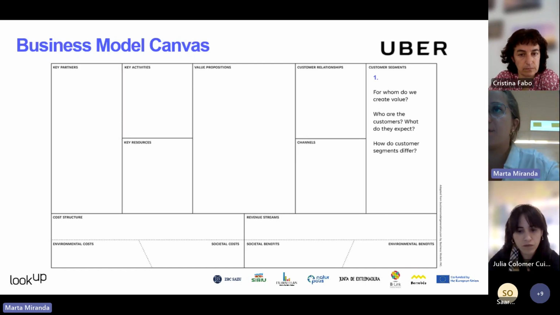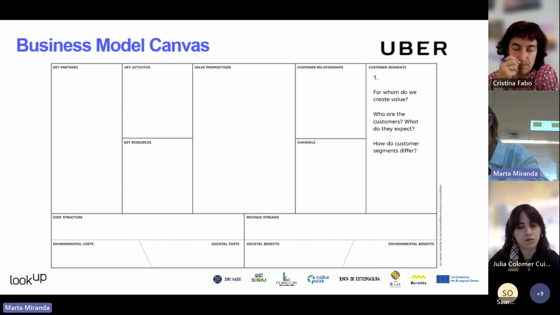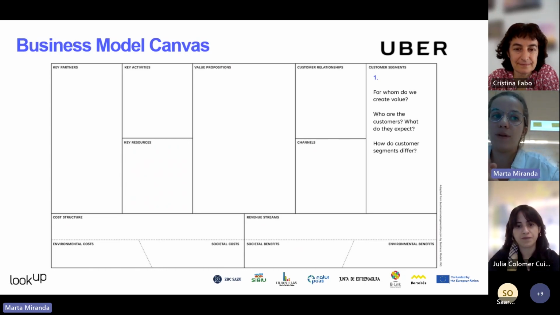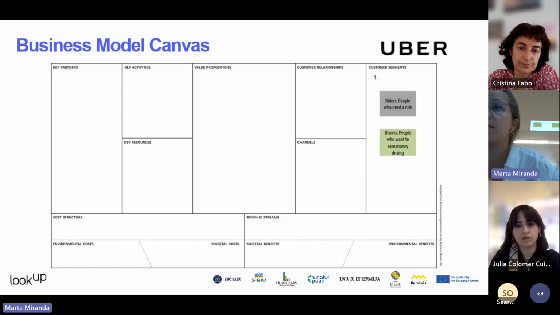You know, I know most of you will know this enterprise that in the end is car sharing, and we didn't want to talk about a tourist enterprise because we don't want to bias your thinking. But when you do this activity, you should create a business model for the tourism industry, a tourism sector. Okay. So what are the customer segments of Uber?